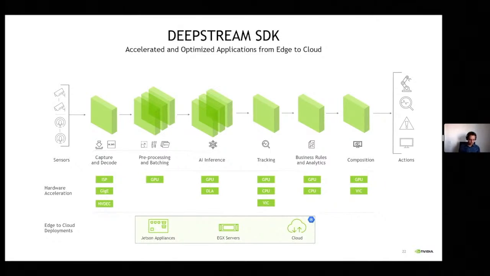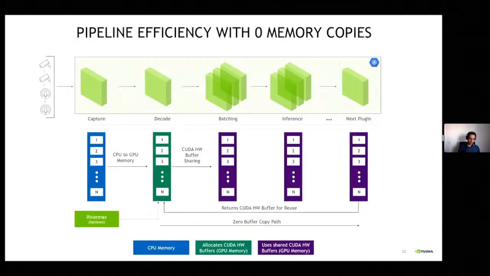So you start with capture and decode. The capture and decode happens on the GPU, on the specific hardware of the decoders. Then you push it to pre-processing, which sometimes happens on the GPU, and also you can monitor that with the CPU as well. AI inferencing happens on the GPU and the deep learning accelerators, part of the Jetson devices. Then tracking and business analytics on the GPU and the CPU as well. So all of these pipelines are accelerated together to make it easier for you.